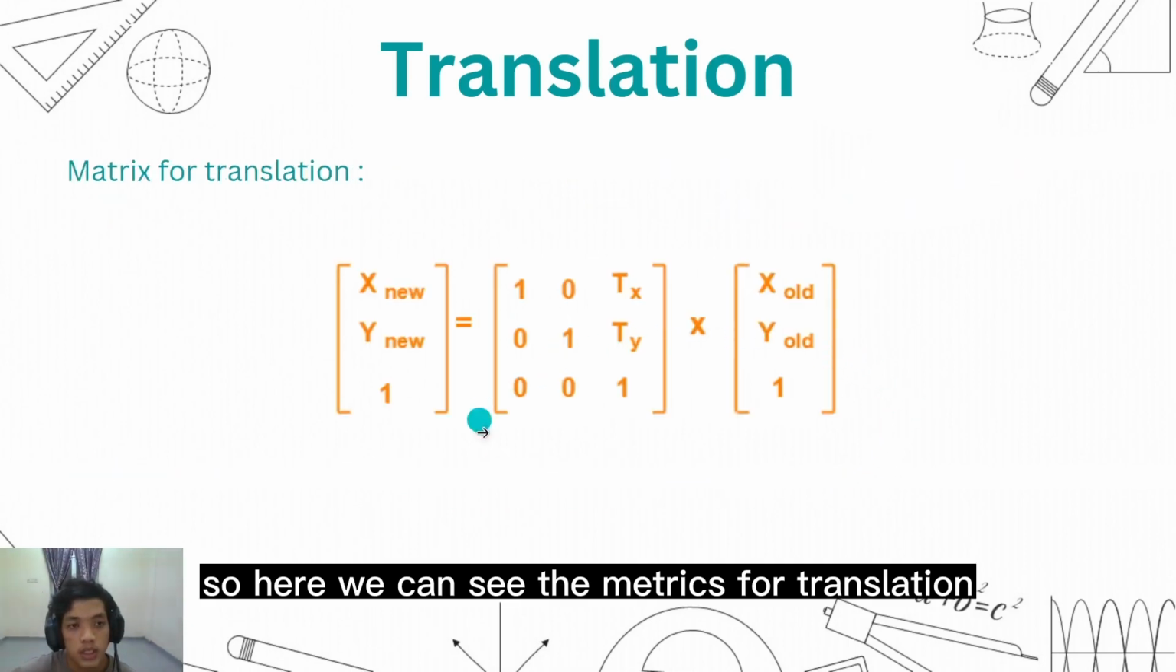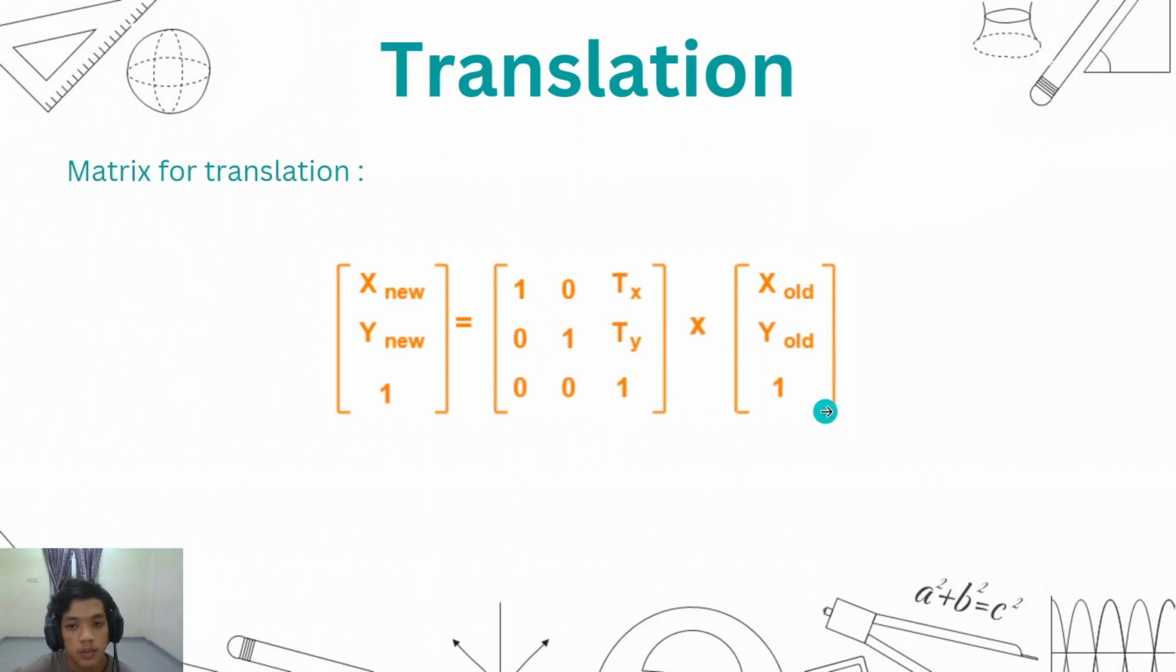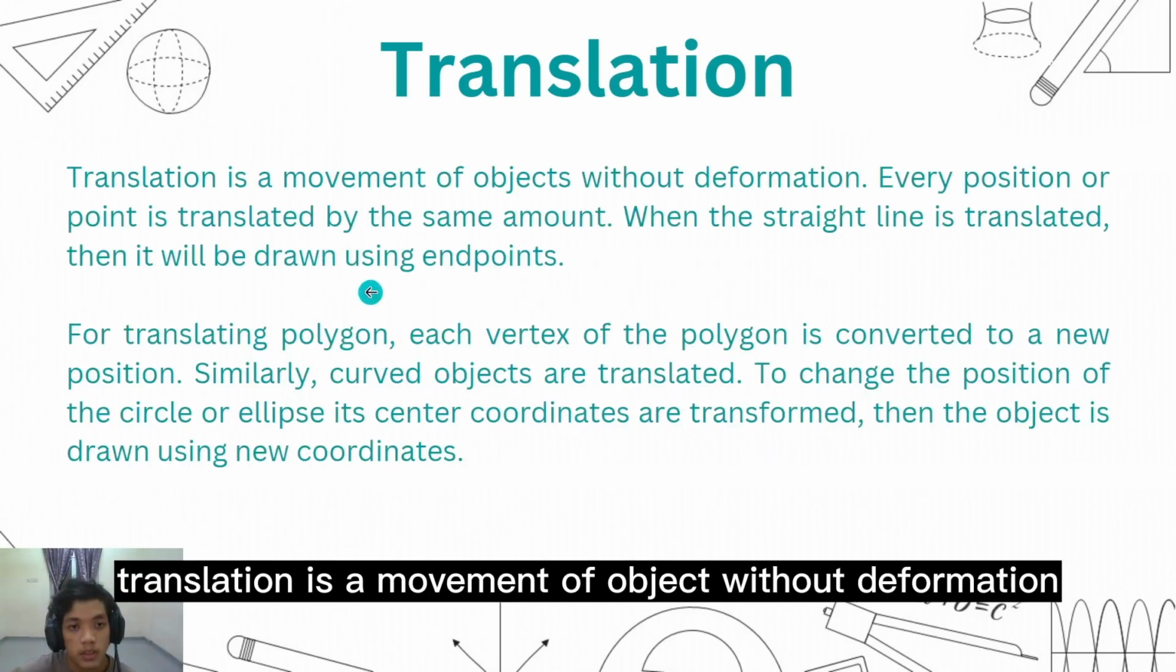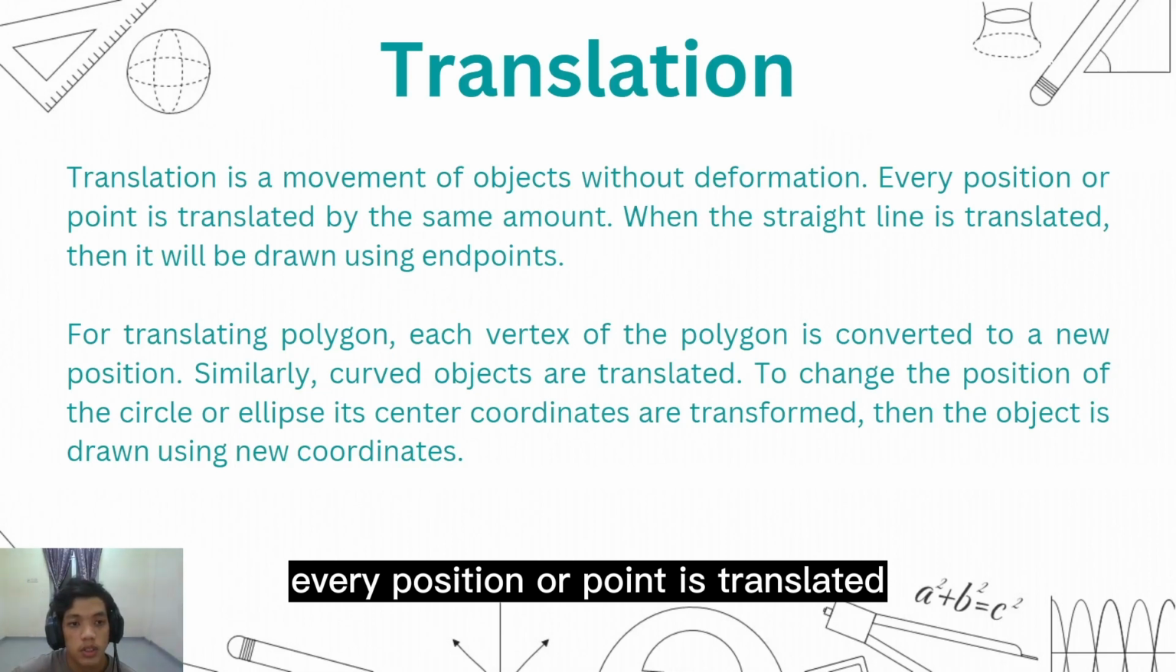So here we can see the matrix for translation, which has the translation vector. Translation is a movement of an object without deformation. Every position or point is translated by the same amount. When a straight line is translated, it will be drawn using its endpoints.